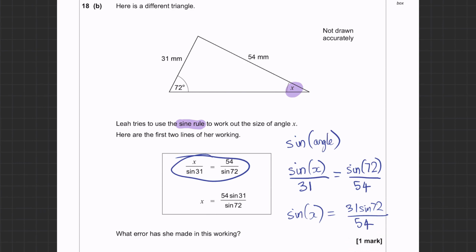It's only a 1 mark answer. You could write an explanation. You could say x and 31 should be swapped. She has used 31 as an angle. She's used x as a length. Something along those lines. Just write that down.